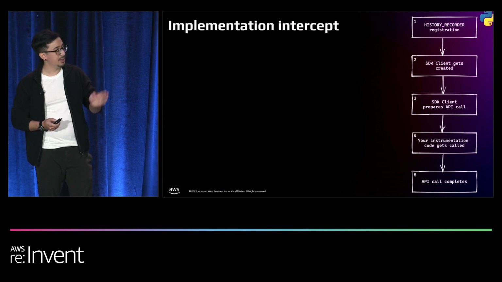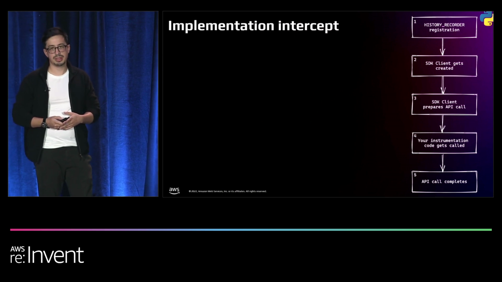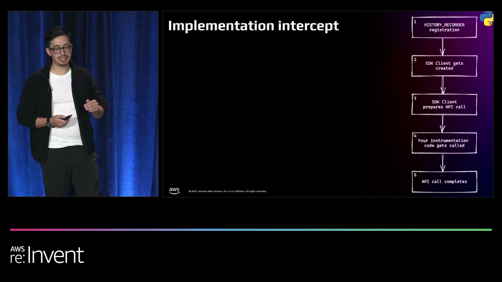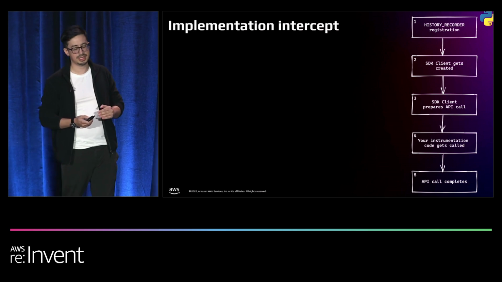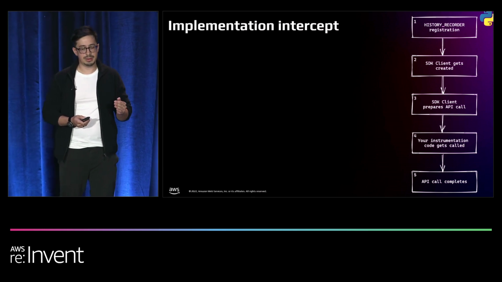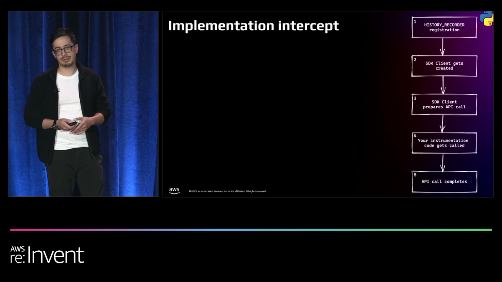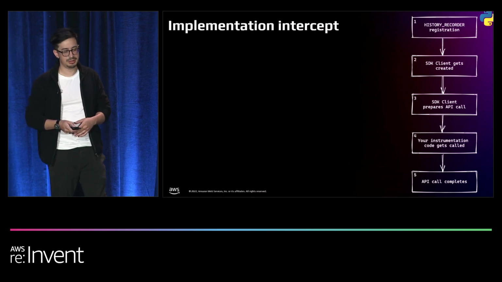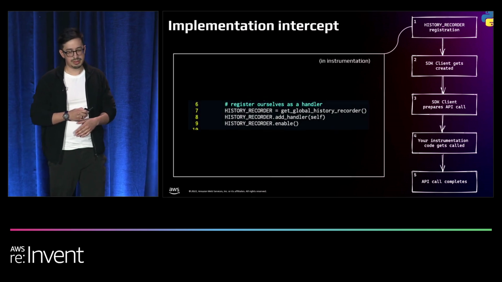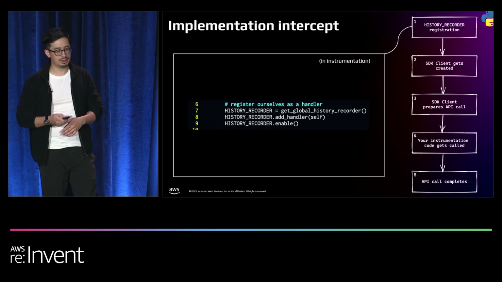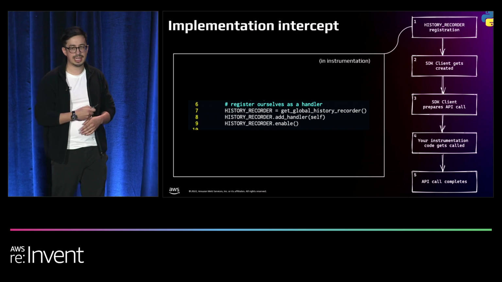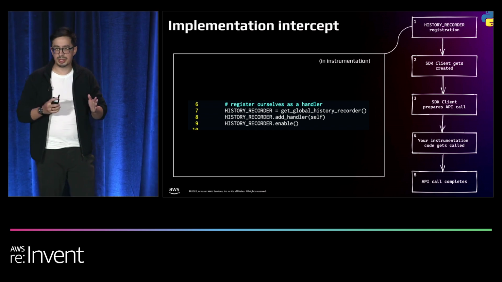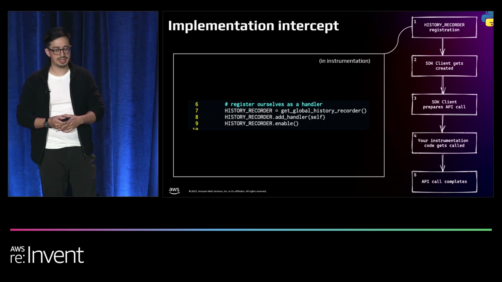So the steps on the right walk through the different partitions of the request as it goes out. And we'll talk a little bit about what happens in the application code versus what happens in the instrumentation code. So start off, we talked about this before. You get this global history recorder, you add yourself as a handler, and you enable it. At this point, you are sitting in line with requests.